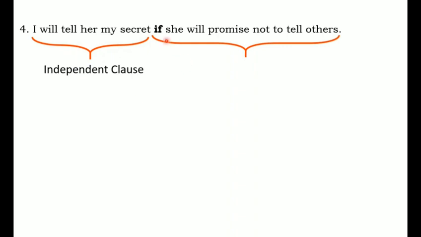Okay. Now, in number 4, this is different. The first part is an independent clause. Again, it expresses a complete thought. But the second part here, if she will promise not to tell others, is not an independent clause, but is called a dependent clause because this part does not express a complete thought.